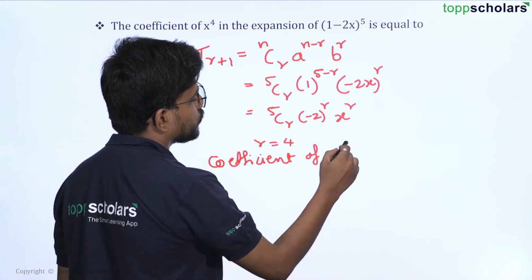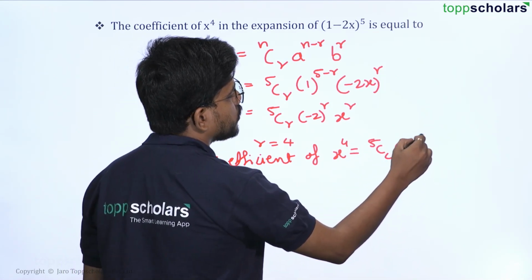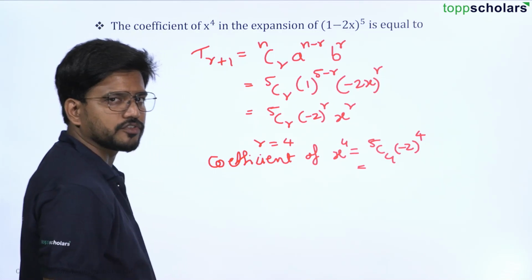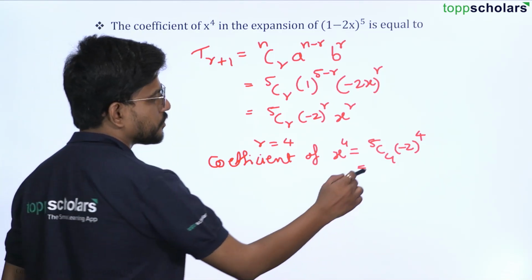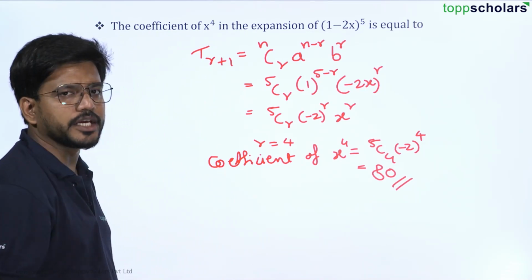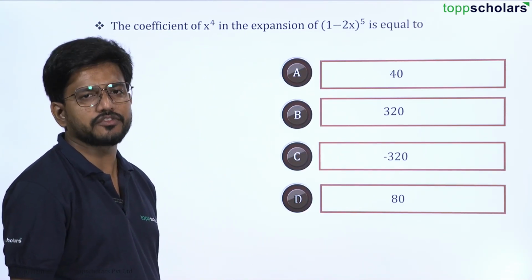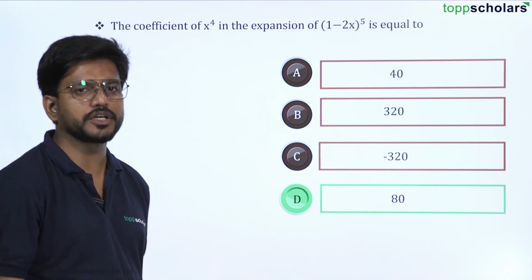Coefficient of x raised to 4 would be 5C4 into minus 2 raised to 4. Minus 2 raised to 4 is, my friend, 16. 5C4 is 5. 16 into 5 is 80. So the correct answer to this question would be 80. Let us see the options. Option D has to be correct. Let us check. Yes, option D is definitely fine. Moving ahead to the next question.